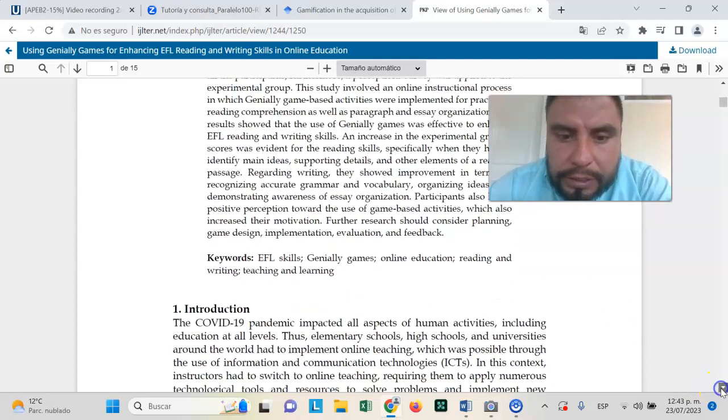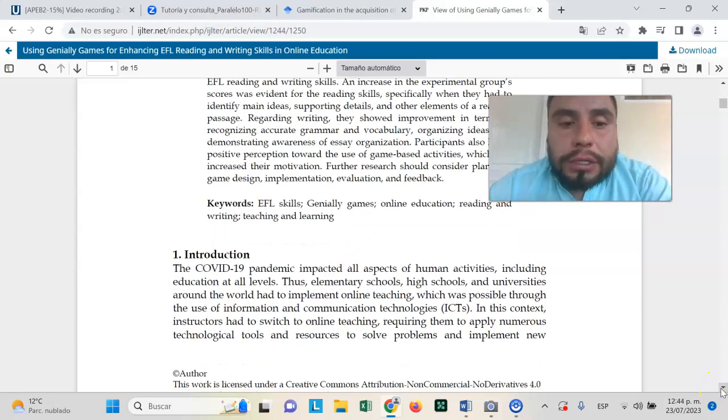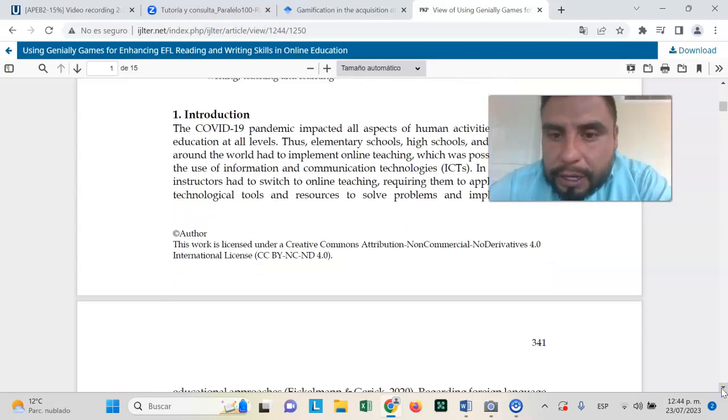Okay, continue. Some journal articles contain the keywords. The keywords are vocabulary that we are going to find in the journal article. It is important, before starting to read the journal article, to know this vocabulary, or find the definitions or the meanings of this kind of vocabulary, because we are going to find this vocabulary in the article. The next part of the journal article is the introduction.